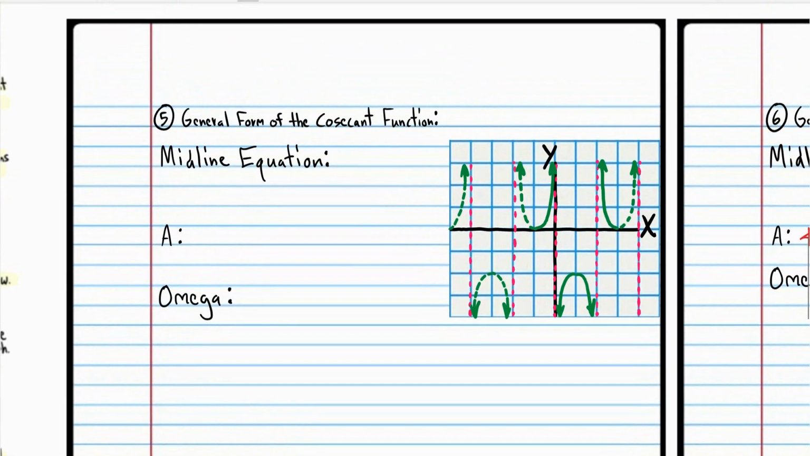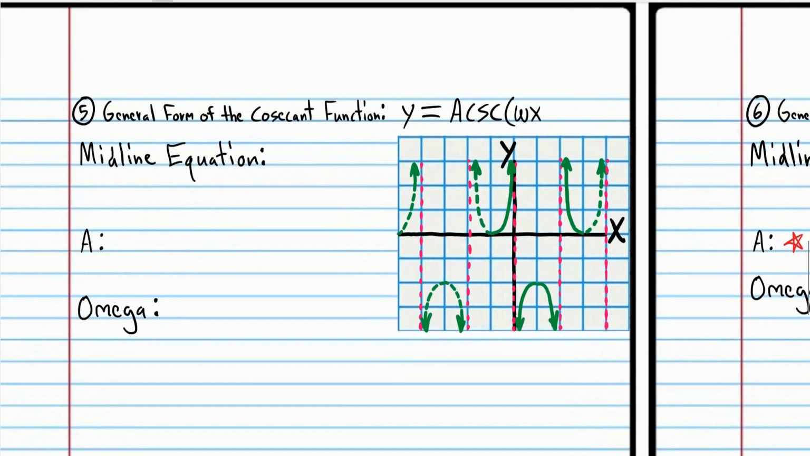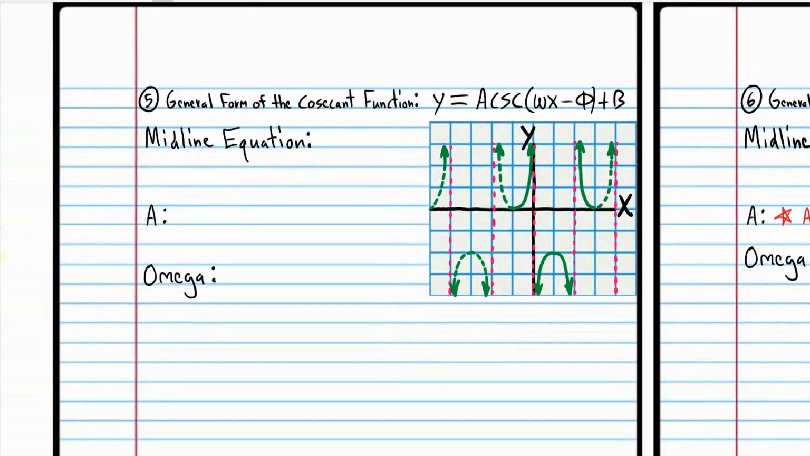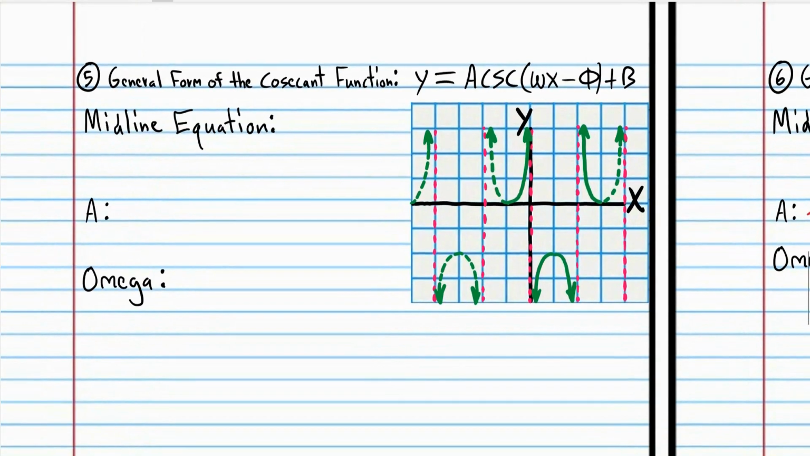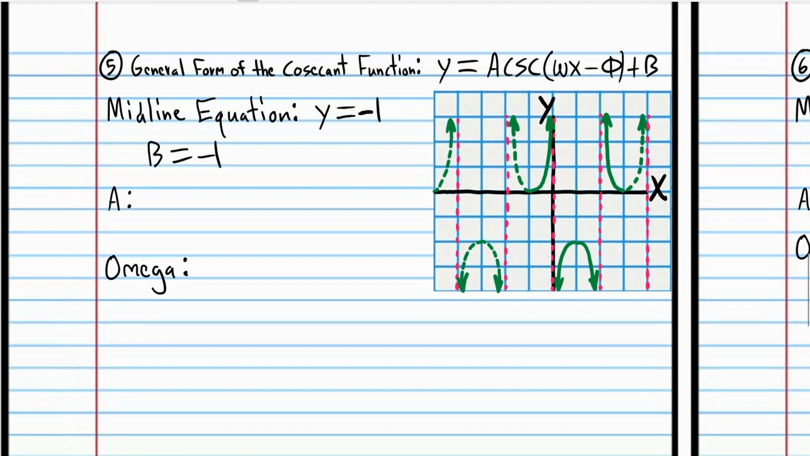Alright, we're back. So again, I'm not going to give you the equation or the general form of the equation, but I'm going to write that now. You'll have to memorize this. So that's the general form, and the midline you can see is down at negative 1. Same line that we saw in the previous graph. That's just a coincidence that we're seeing that again. So that tells us that b is negative 1.